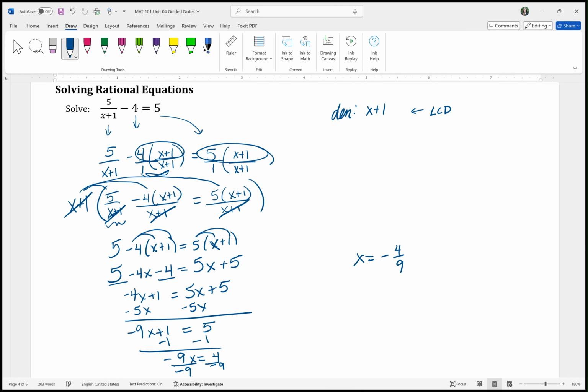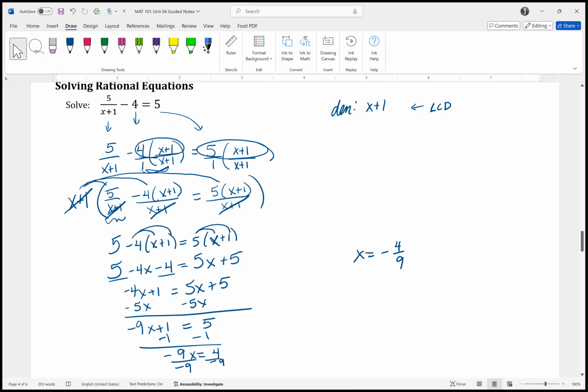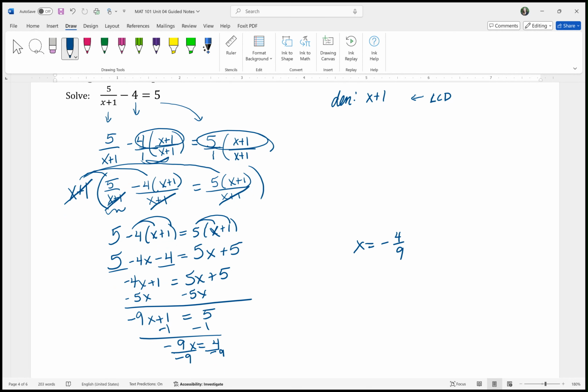So the answer can come out as a fraction. That's totally fine. But we want to eliminate those fractions so that we don't end up having something crazy to deal with. Okay? All right, so that's one example when the denominator is two terms, x and plus 1. Let's look at one that ends up working out a little bit differently.